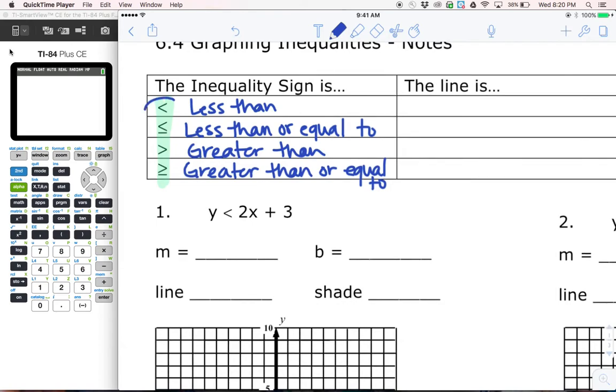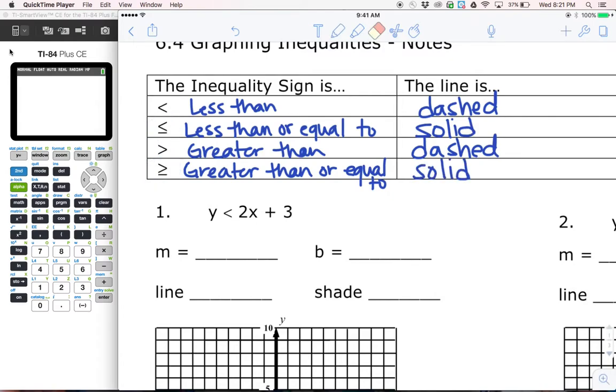When we've got a less than sign or a greater than sign, our lines will be dashed instead of solid. Again, less than or greater than signs. You might notice that if we're missing the "or equal to" part, it's going to be a dashed line that we're going to graph. If we have the "or equal to" part, the greater than or equal to, less than or equal to, it's going to be a solid line.